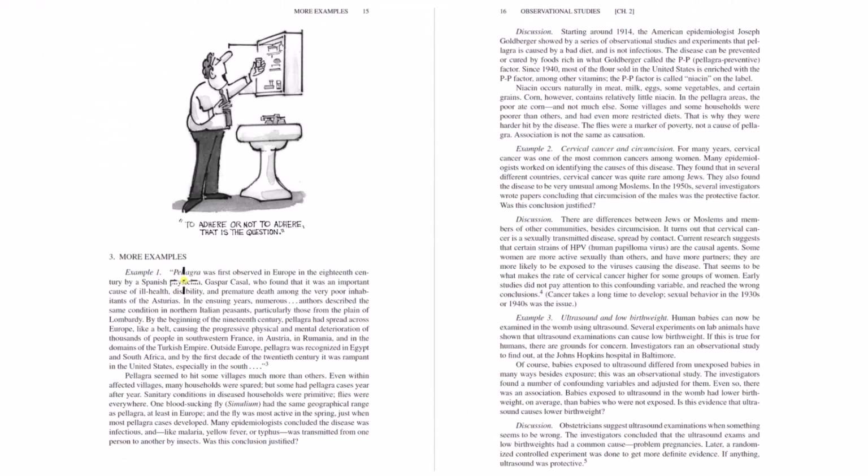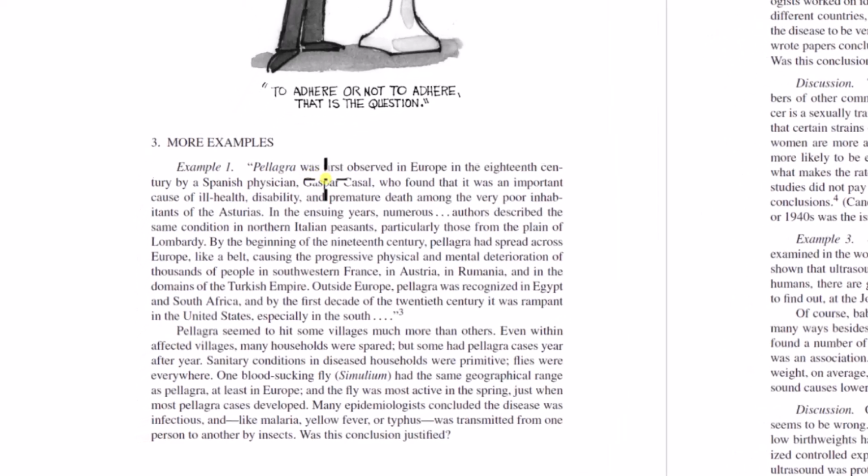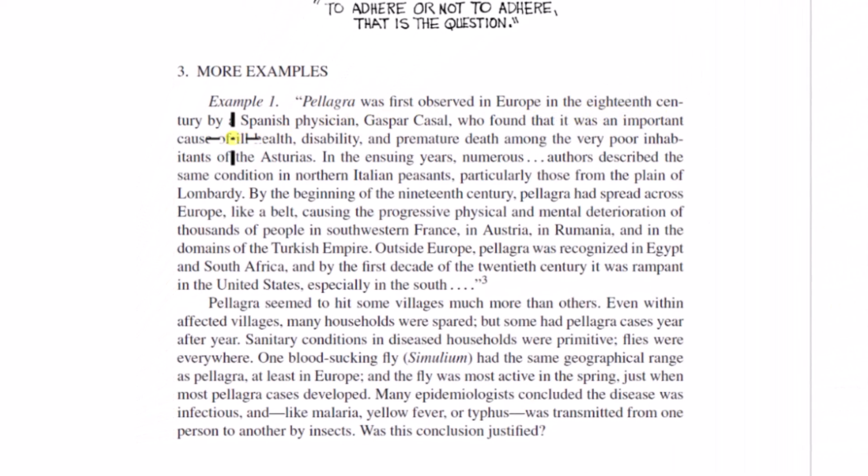Okay, they give some more examples here. Example 1: pellagra was first observed in Europe in the 18th century by a Spanish physician, Gaspar Casal, who found that it was an important cause of ill health, disability, and premature death among the very poor inhabitants of the Asturias. In the ensuing years, numerous authors described the same condition in northern Italian peasants, particularly those from the plain of Lombardy.